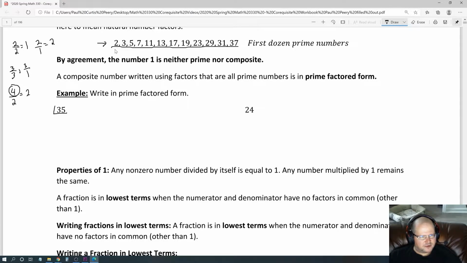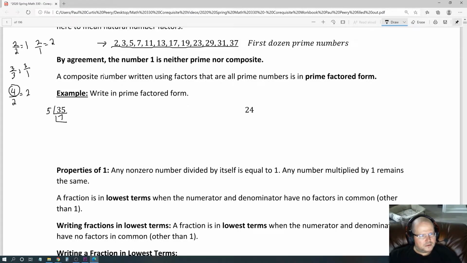What I would do is first look at the first prime number that I can evenly divide into 35. So if I say 35 divided by 2, I get 17.5. So that is not going to work. So I move on to 3. 35 divided by 3 gives you an odd fraction. It's not really going to work. 35 divided by 5, yes, that does work. It gives you a 7.